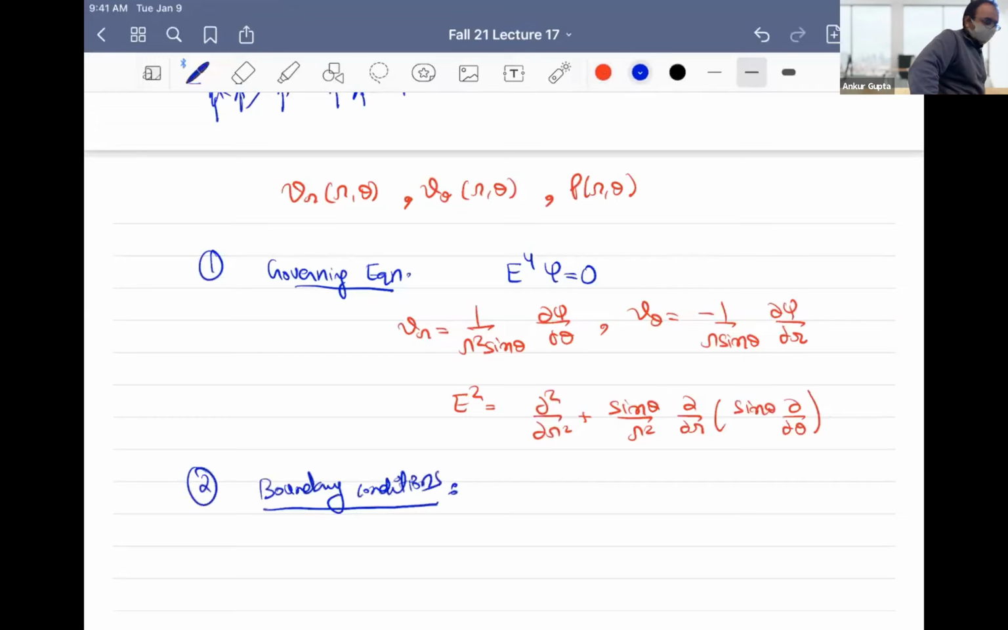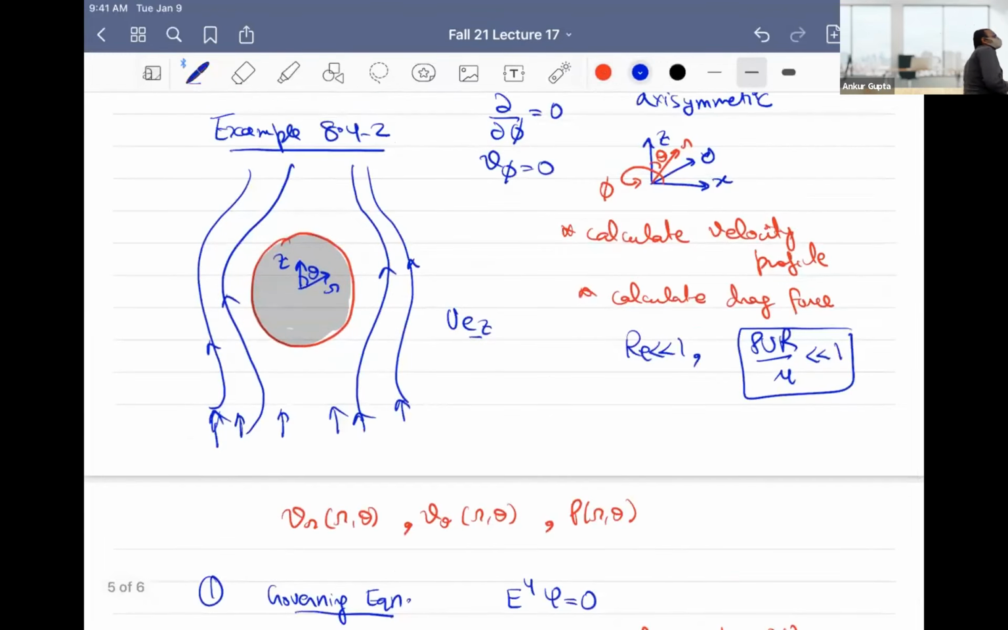So boundary conditions. What do you think are the boundary conditions here? Let's go there. What are the boundary conditions? Great. So we know the velocity far away. That's one boundary condition. Any other boundary condition you know? What else?